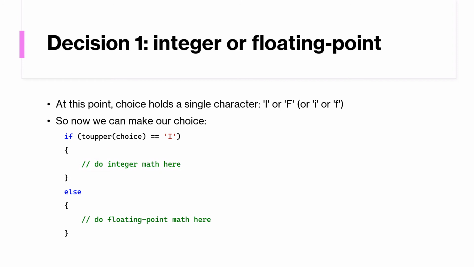Okay, so if we look at this now that we've broken it all down, if we look at it holistically, the first statement, if toupper of choice is equal to I, that means the user chose integer, and so we're going to do the integer math. Else, that means the user didn't choose integer. We don't know what they did choose, but we're going to default to doing floating point math. I could have put an else if toupper of choice equals F, do the floating point math, and then an else, I don't recognize your choice. That would be the better user interface decision, but I wanted to keep this simple, so let's keep it simple.